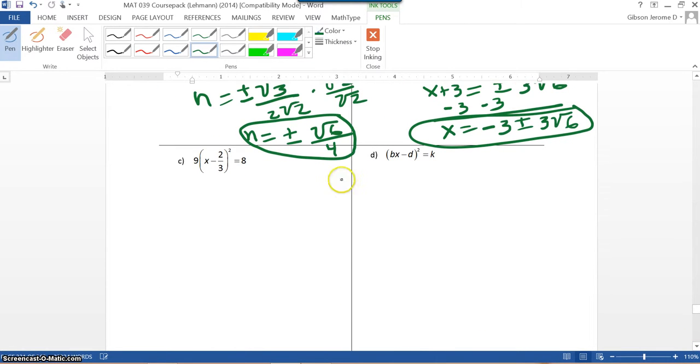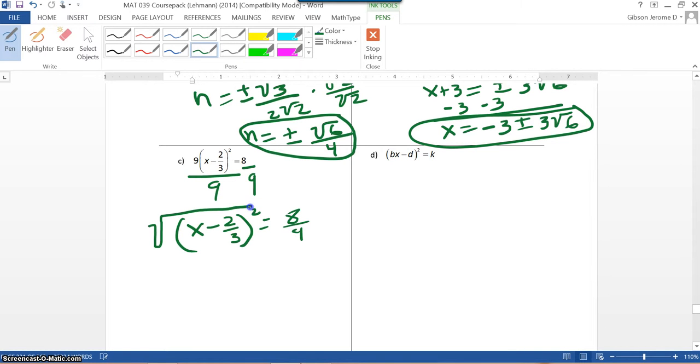Now we come down here to C and D. With C here, the first thing we will do is divide each side by 9. And we will have (x minus 2/3) squared is equal to 8/9. Now we will have to take the square root of both sides: the square root of this side here and the square root of this whole fraction.